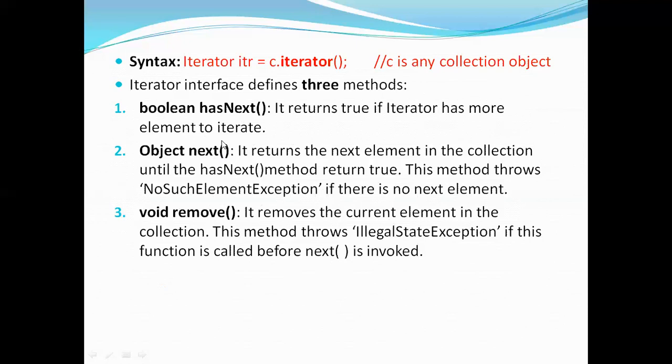Next, third one is void remove. So what is void remove? We have seen that remove is not there in Enumeration, whereas here we have it. It lets you remove the current element in the collection. This method throws IllegalStateException if it is called before next is invoked. Means before accessing any element, if you're trying to delete, then it will show an exception. So we have three methods: hasNext, next, remove.